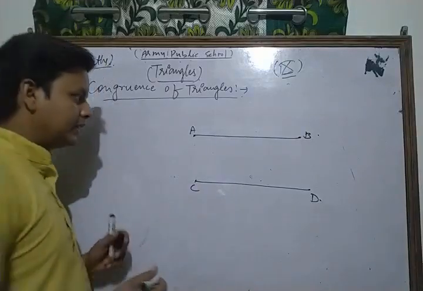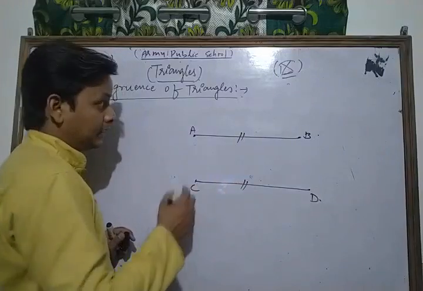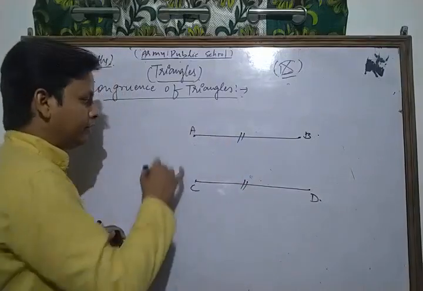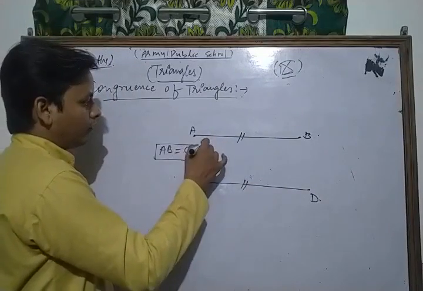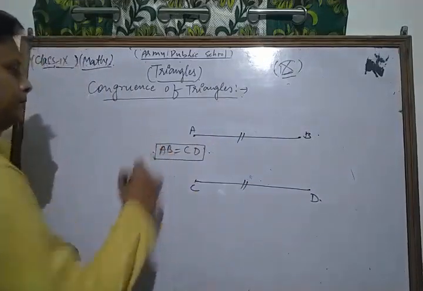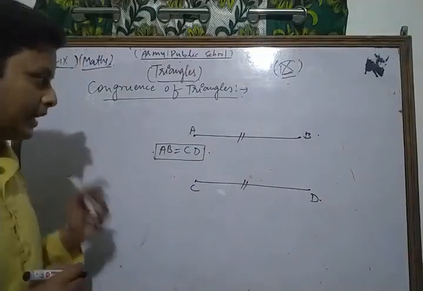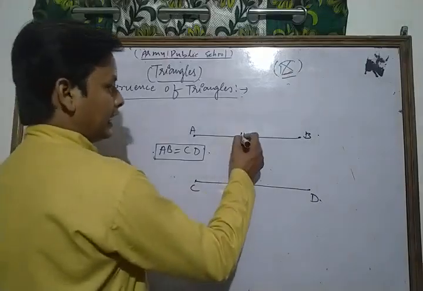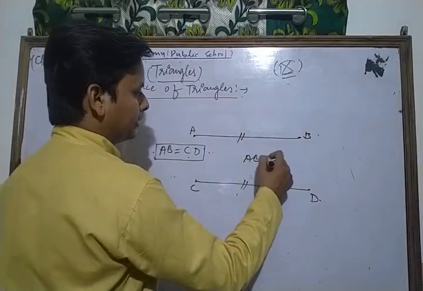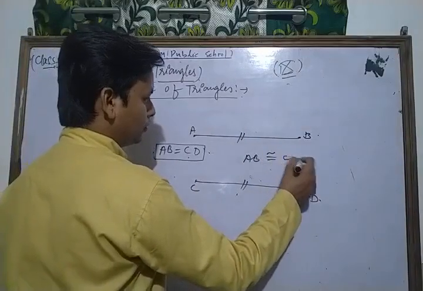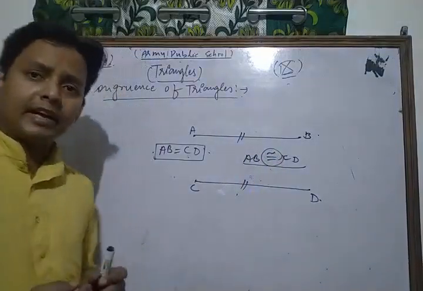Dear friends, these two line segments AB and CD are said to be congruent to each other if the length of AB is equal to the length of CD. If the length of line segment AB is equal to the length of line segment CD, then these line segments are congruent to each other. This is the symbol of congruency.